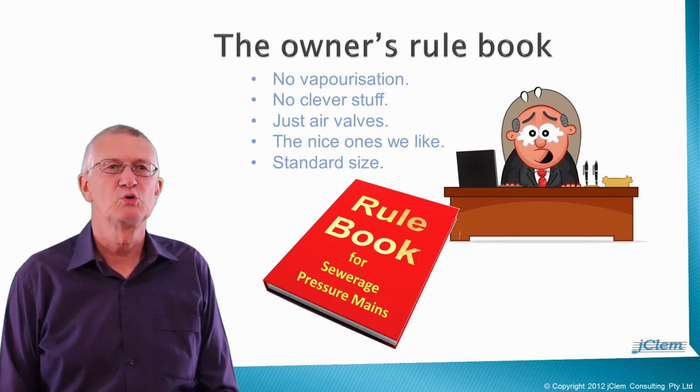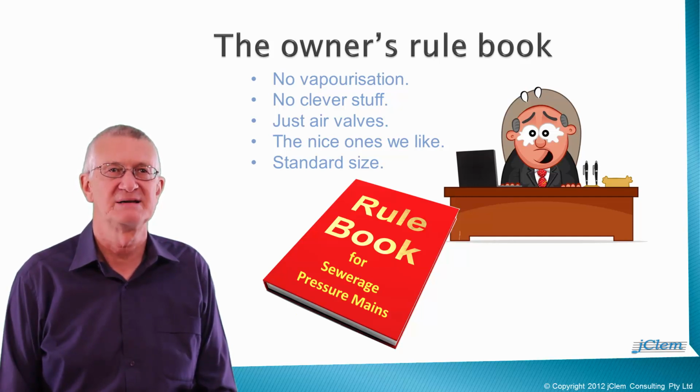The owner and the rule book make the design objectives quite clear. Heads as low as vapor head will not be tolerated. The owner prefers to avoid adding surge protection measures other than air valves on sewer pressure mains. The owner even specifies the preferred type of air valve based on minimizing air valve maintenance. The rule book even suggests the size of air valves that the owner is familiar with and comfortable installing on sewer pressure mains.